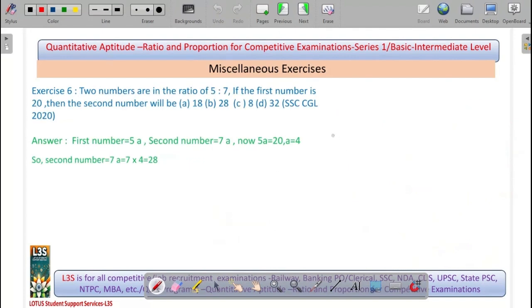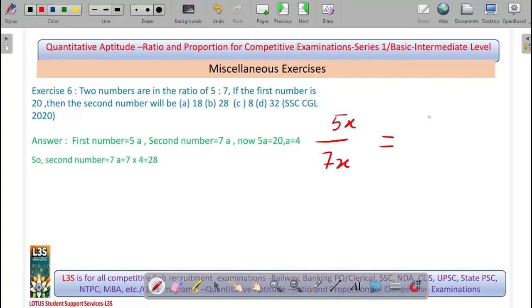Question. Two numbers are in the ratio of 5:7. If the first number is 20, the second number will be? So the two numbers are 5x and 7x.